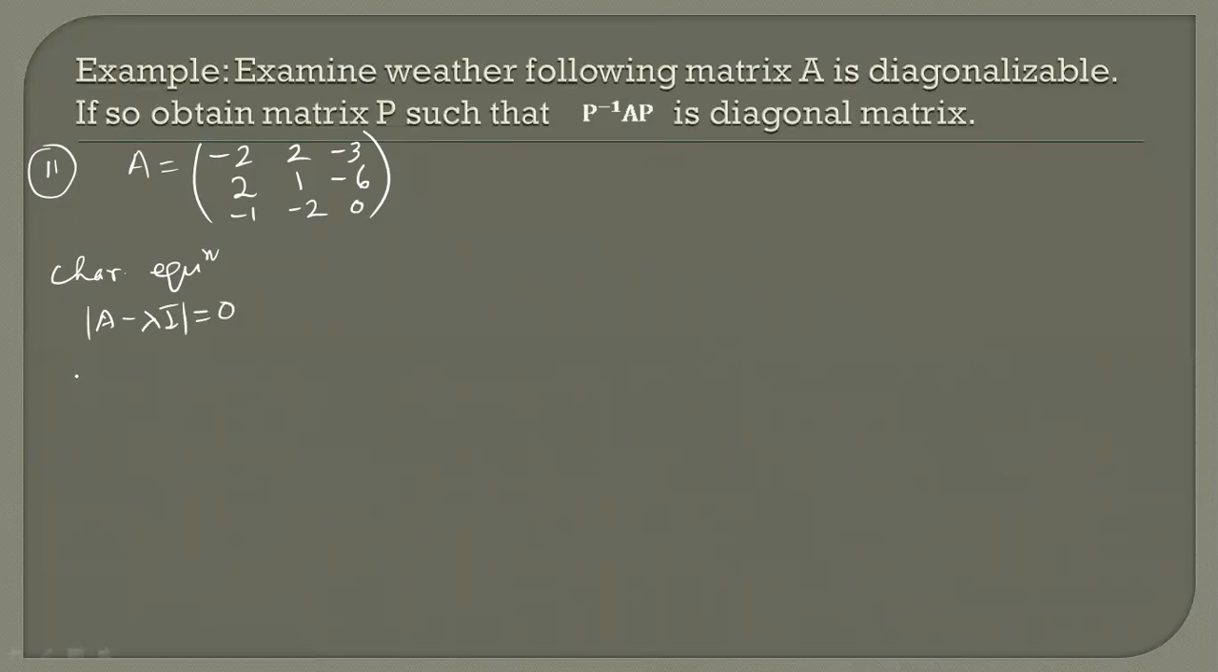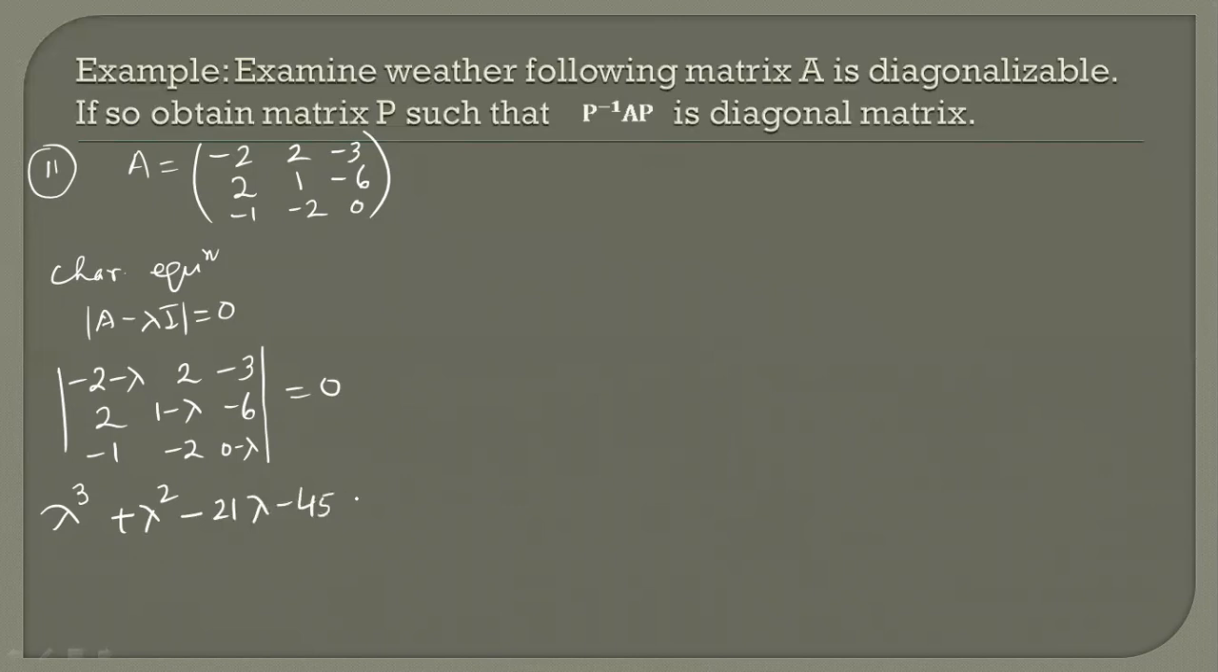Then this will be the determinant of minus 2 minus lambda, 2, minus 3; 2, 1 minus lambda, minus 6; minus 1, minus 2, 0 minus lambda, equal to 0. You can simplify it, and you will get the characteristic equation lambda cube plus lambda square minus 21 lambda minus 45 equal to 0. Using a calculator, which is allowed, the eigenvalues are 5, minus 3, minus 3.